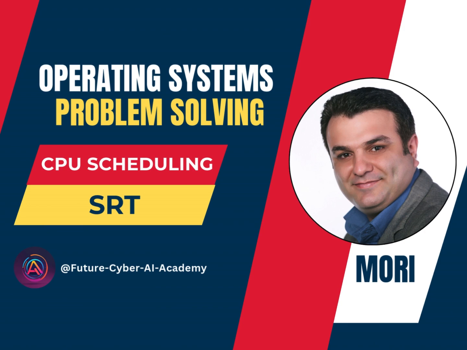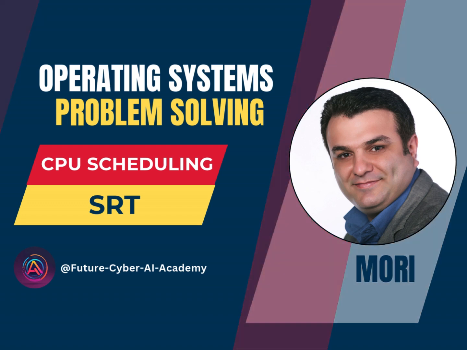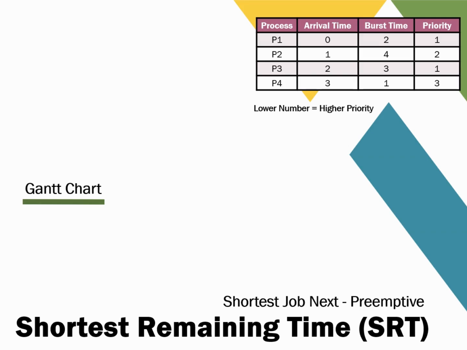So my name is Mori, and today we want to solve some problems in operating system CPU scheduling, talking about the shortest remaining time, or SRT. Okay, let's talk about an example of one of the CPU scheduling algorithms called shortest remaining time, or we call it shortest job next, preemptive one.